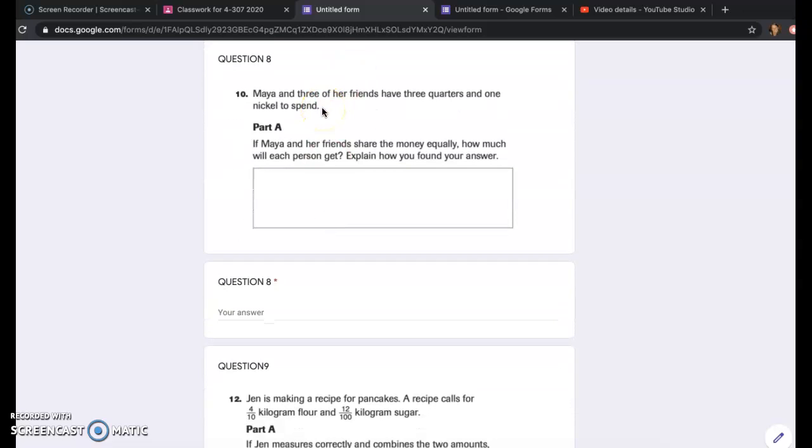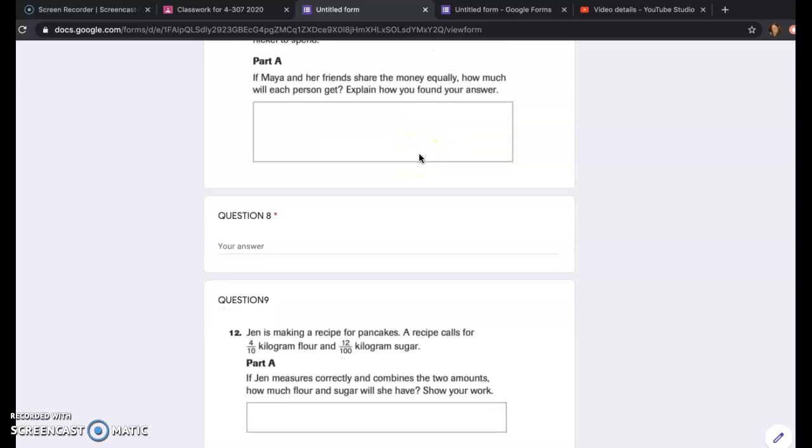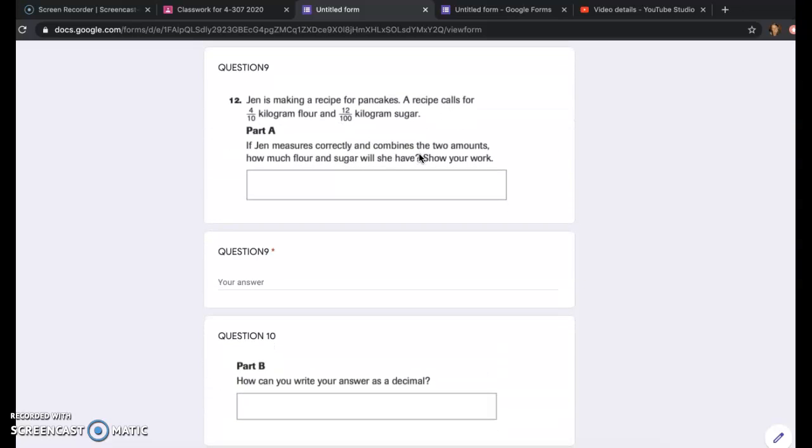Maya and 3 of her friends have 3 quarters and 1 nickel to spend. If Maya and her friends share the money equally, how much will each person get? How much will each person get if you share it equally? Explain how you got your answer. You need to explain.